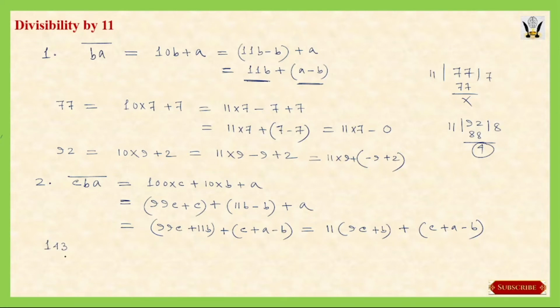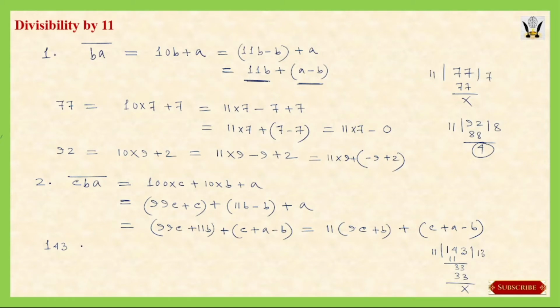Now let's take a 3-digit number, 143. If we separately divide 143 by 11, then it will be 11 ones are 11, and then 3. 11 3s are 33, and the remainder will be 0. There will be no remainder. That means 143 is divisible by 11.